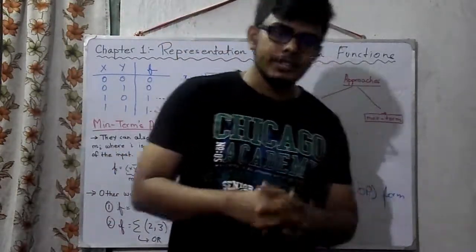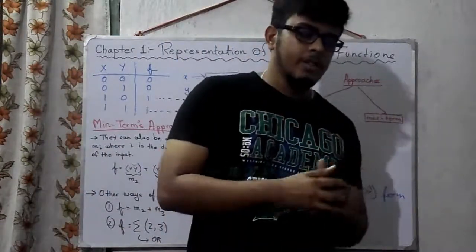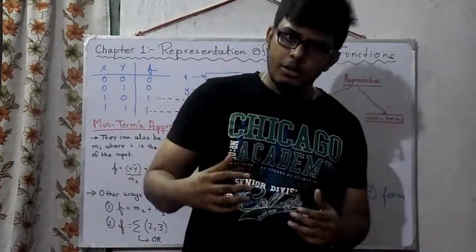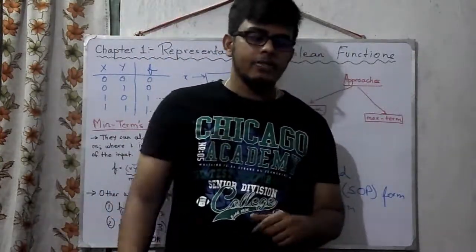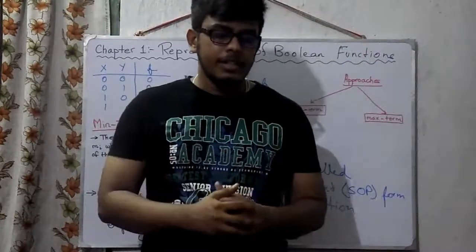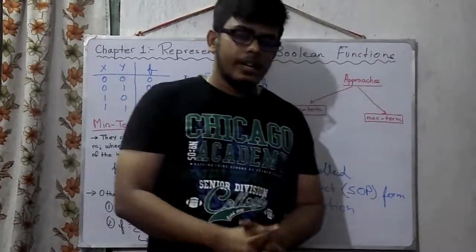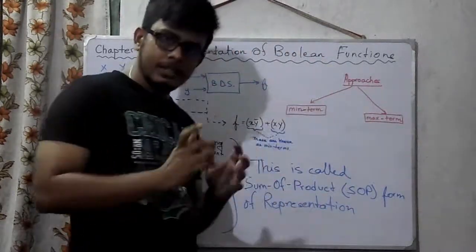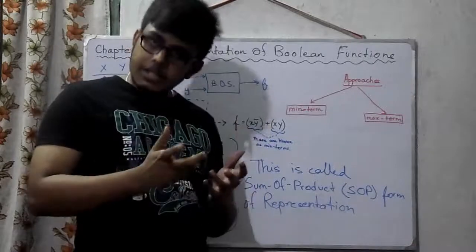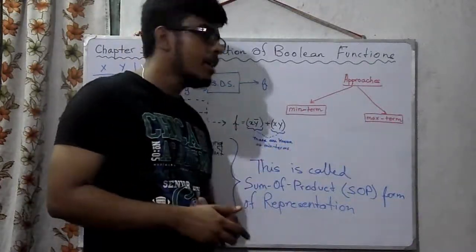And we are currently in the first chapter, representation of Boolean functions. In the previous video, we saw how to represent a binary digital system in the form of a truth table. Now we will try to design the digital system from that particular truth table. There are two approaches to design a digital system from a truth table: the MinTerms approach and the MaxTerms approach.